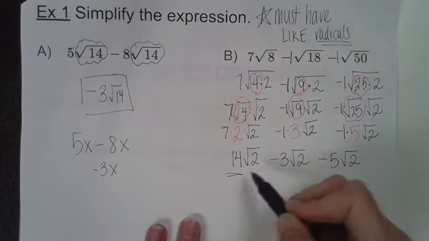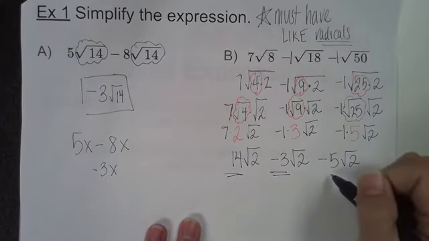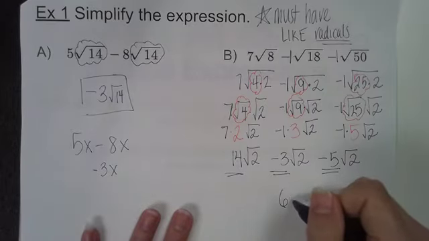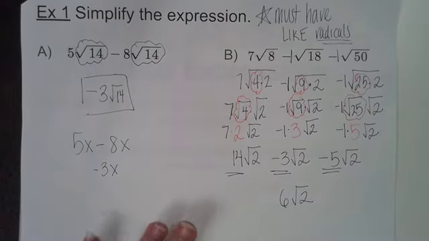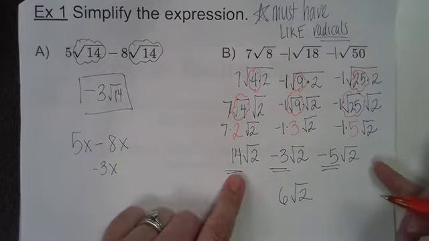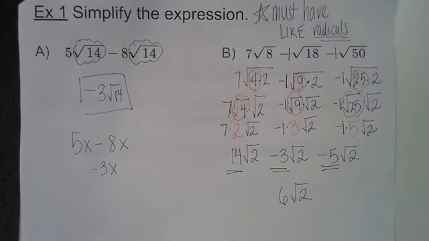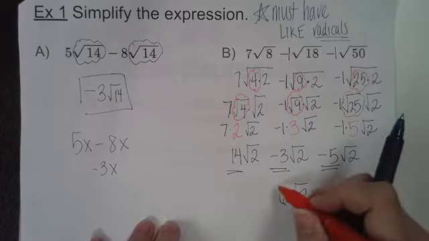14 radical 2's minus 3 radical 2's minus 5 radical 2's is 6 radical 2's. Very good. These are like radicals. 14 of them minus 3 of them minus 5 of them gives you 6 radical 2's.